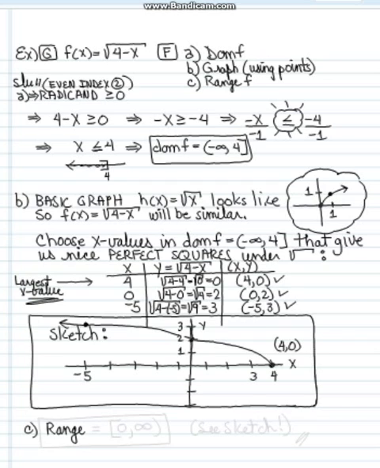Okay, now, part C is where they ask us to do the range of this function. Now, range are all possible y values, and you can look at this picture and see there are no points on this graph that have y values smaller than 0. But they do have one that's equal to 0. That's the ordered pair 4, 0. You can see that point.